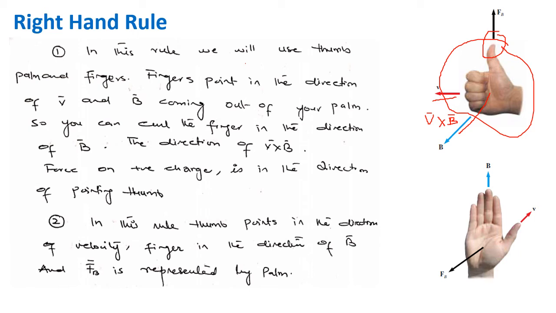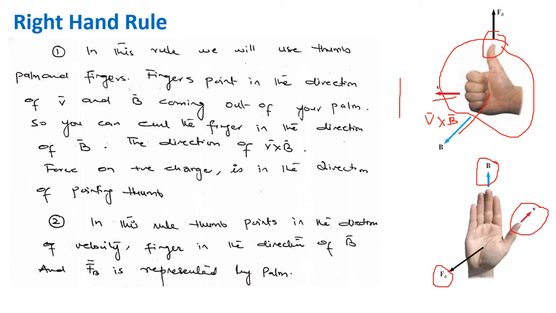So this is one way of knowing the direction of force, velocity, and magnetic field. And in the second rule, again, this is your right hand. The thumb will point in the direction of velocity. The fingers will point in the direction of magnetic field, and if you move the palm, it will give us the direction of magnetic force.